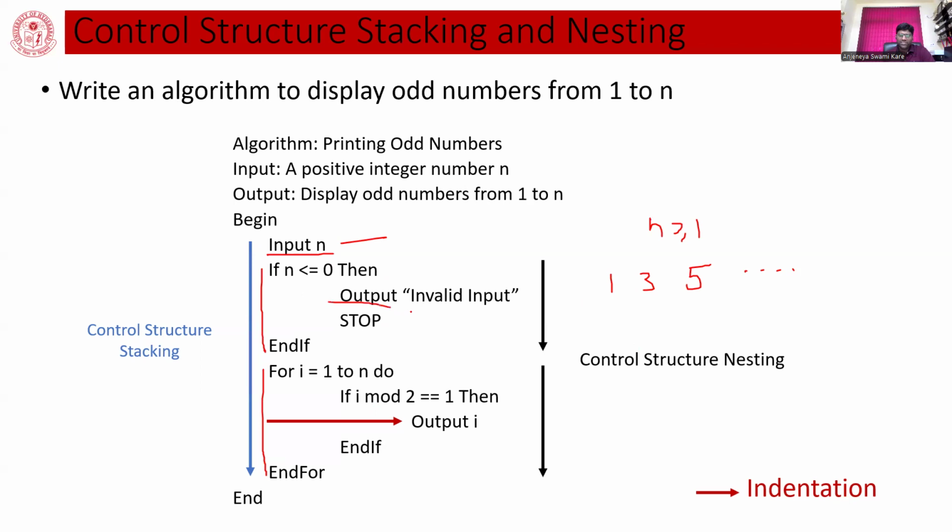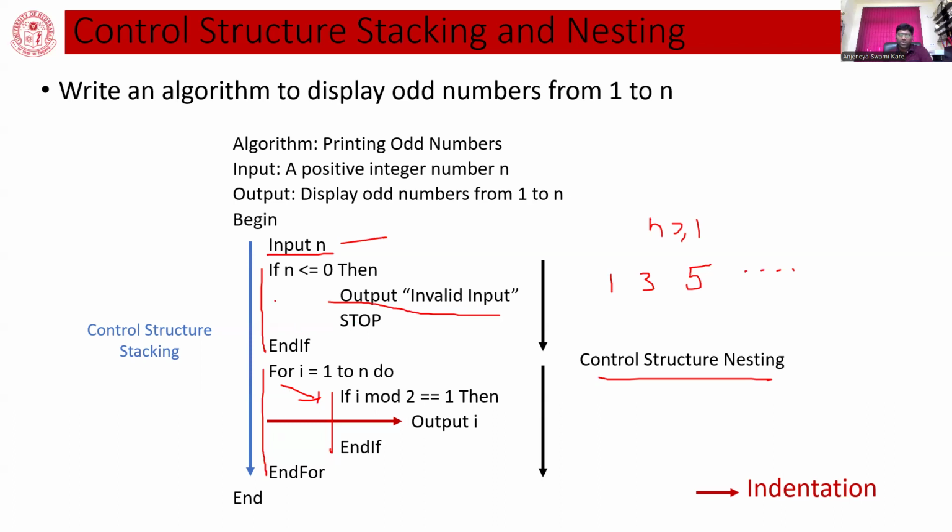There is a sequence statement inside the selection statement, and there is a selection statement inside the repetitive statement. This is called control structure nesting. So one control structure written inside another control structure is called control structure nesting. Okay. So this is a selection if statement inside for. So this is also nesting. This is a selection statement inside if. This is also nesting. Okay.